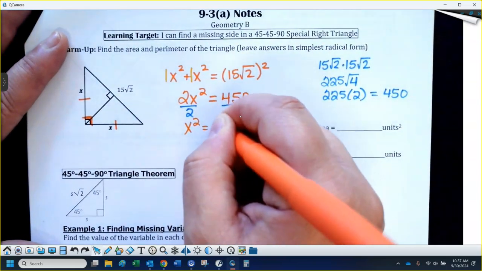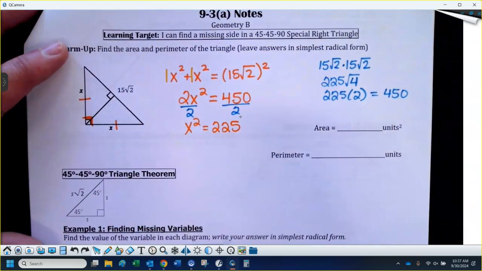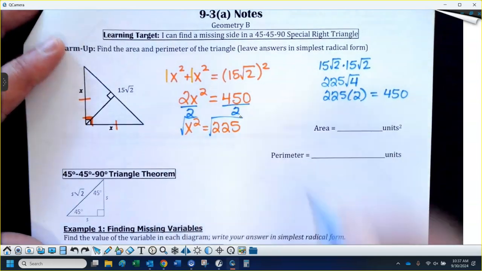And this is actually going to give you 225. Now, 225, I don't know if you guys know this. This is a perfect square, though. Does anybody know square root of 225?